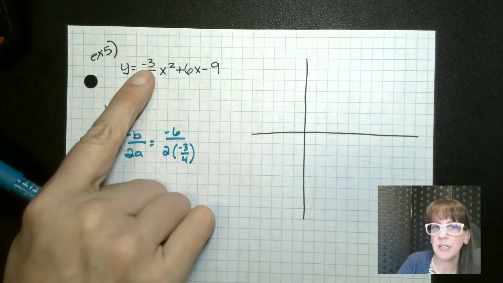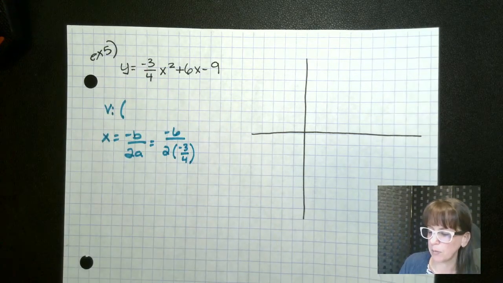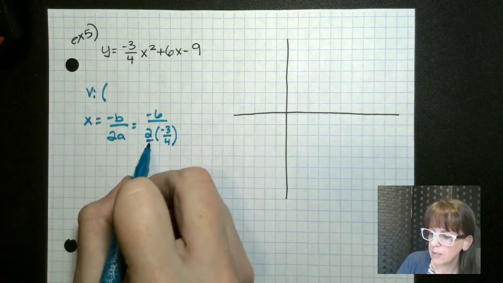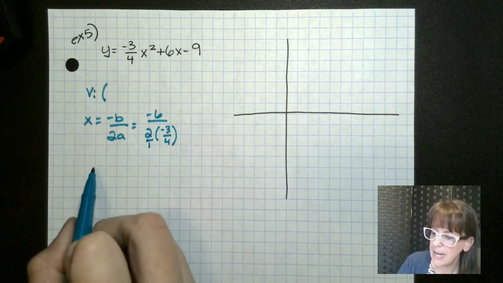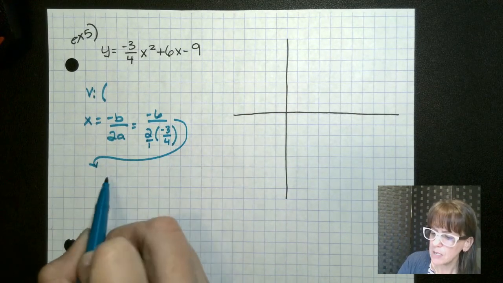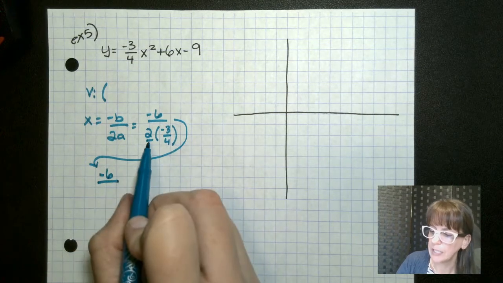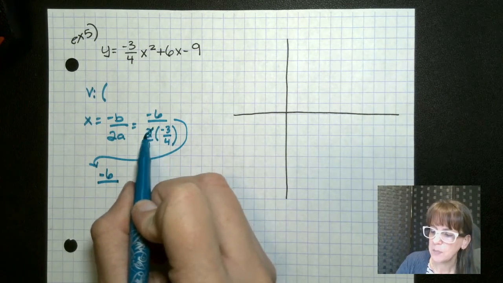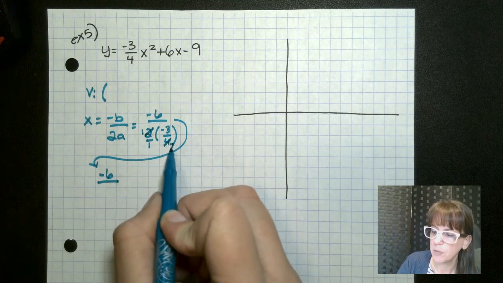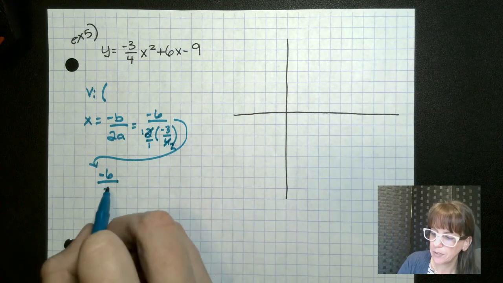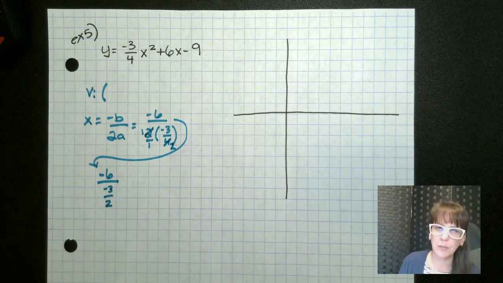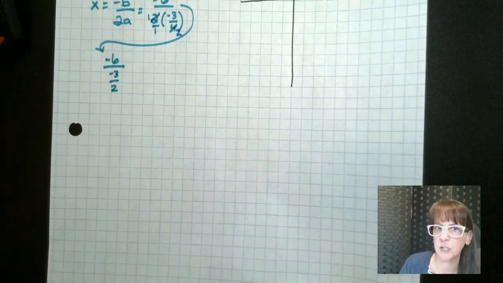That negative in the front tells us this is going to be opening down, so we've got to remember that. Now, I'm going to draw it right over here. So this is negative 6 over, now divide this by 2, I get 1. Divide this by 2, I get 2. So it looks like negative 3 over 2. We've got some side work to do here. This is a complex fraction.